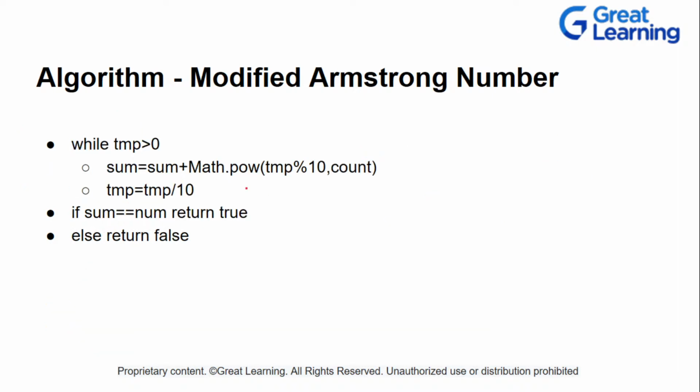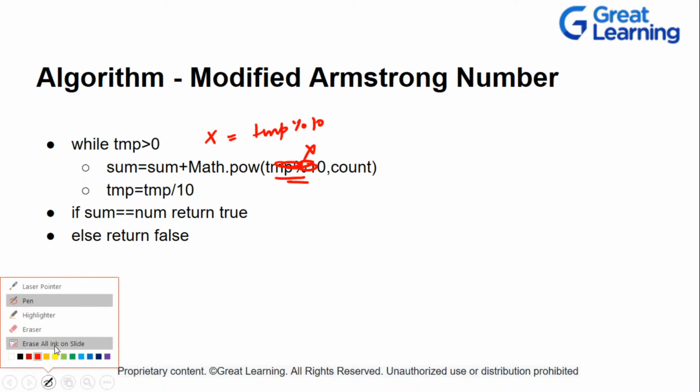Then the final step is that while our temp is greater than 0, we calculate. So what I'm doing over here, I can either use temp mod 10 directly, or I can use one more variable over here. Just not to use that extra variable, I have directly written it over here. Or you can use x equal to temp mod 10 and then use x over here.